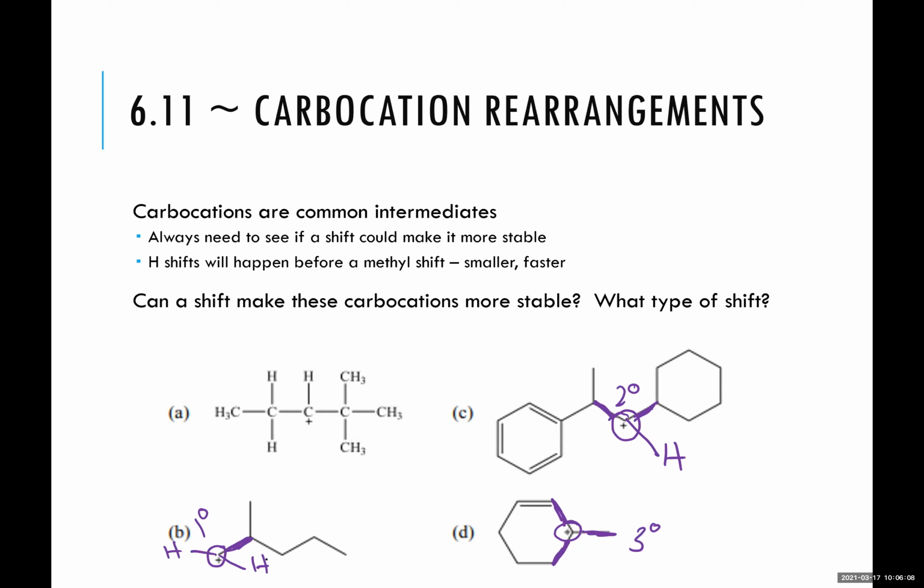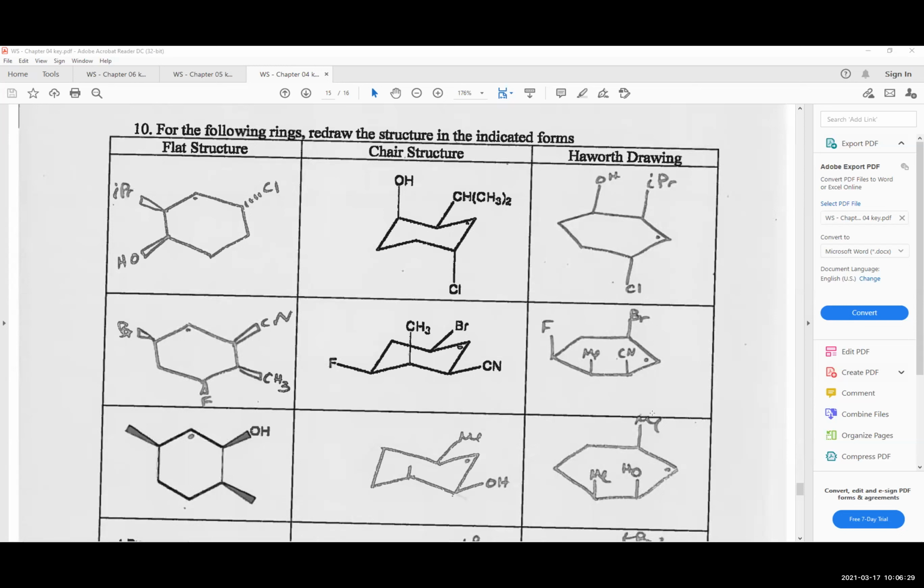Is it the same way? Are you just turning the chair into the Haworth drawing? So if it was axial, or if it was up in the chair structure, then it's up in the Haworth drawing? Yeah, pretty much, as long as you don't flip it upside down or something weird. Okay, and that goes for if it's up in equatorial position, then up is up and down is down.